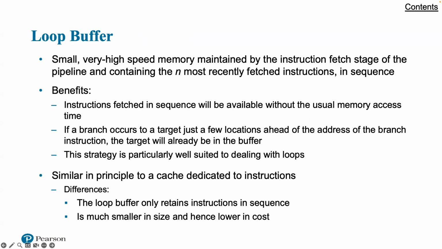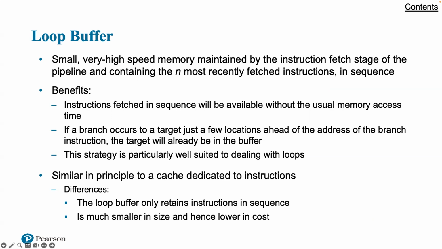The loop buffer has three benefits. One, with the use of prefetching, the loop buffer will contain some instructions sequentially ahead of the current instruction fetch address. Thus, instructions fetched in sequence will be available without the usual memory access time. Two, if a branch occurs to a target just a few locations ahead of the address of the branch instruction, the target will already be in the buffer. This is useful for the rather common occurrence of if-then and if-then-else sequences.